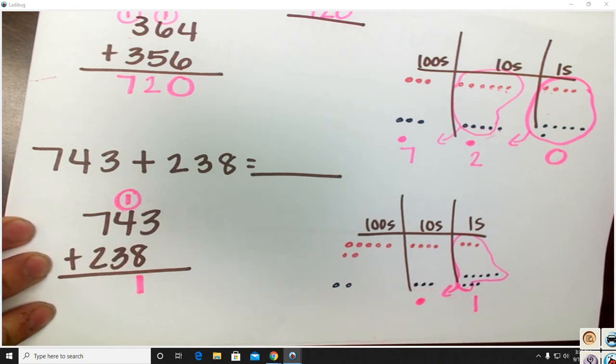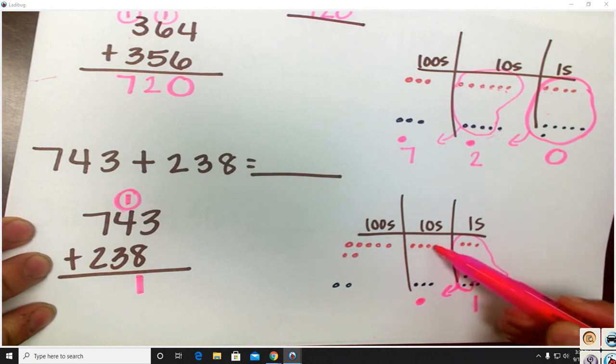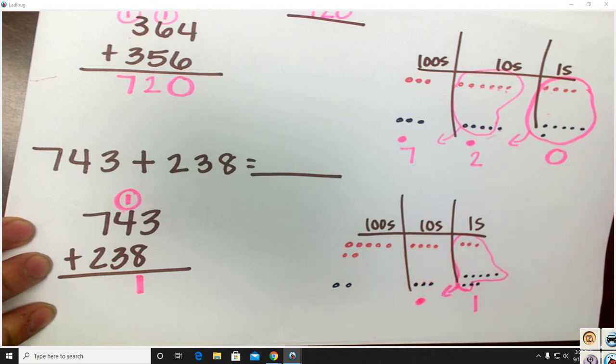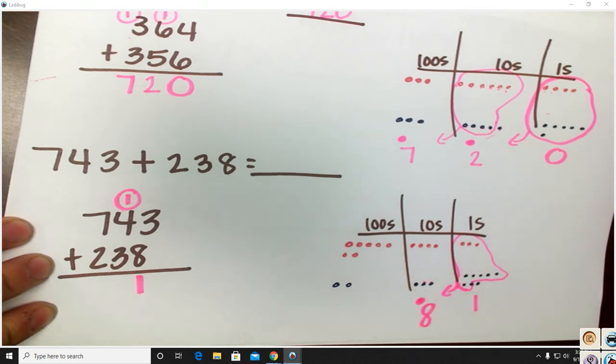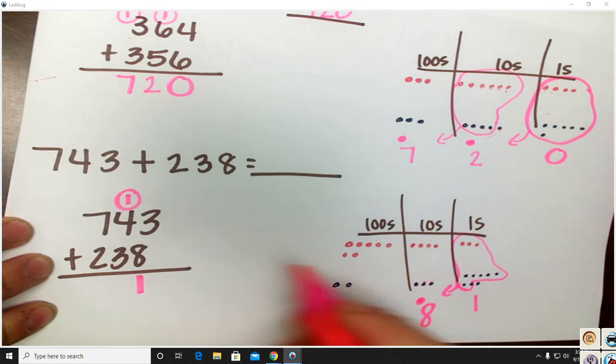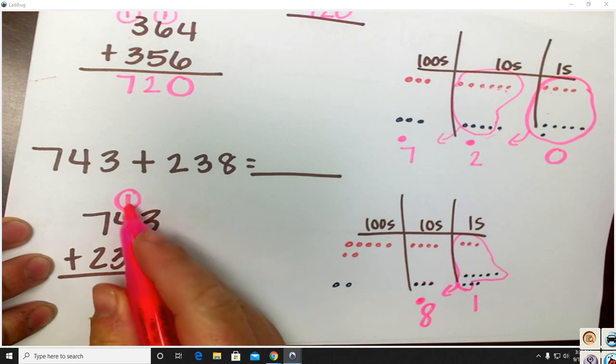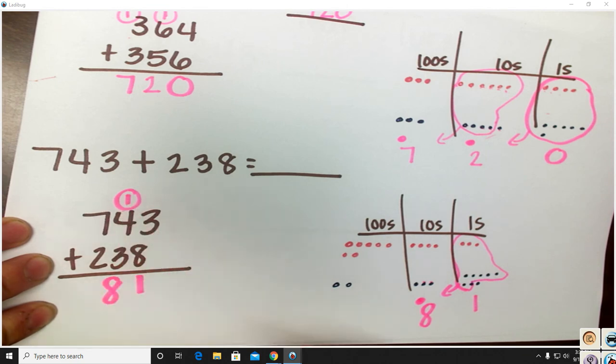Now I'm going to count up my tens. 1, 2, 3, 4, 5, 6, 7, 8. So I have 8 tens, which is not a bundle of 10, so I don't move any over. So I know that 4 plus 3 is 7, plus 1 more is 8.